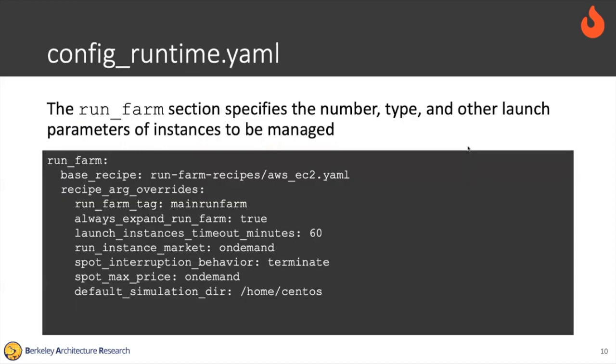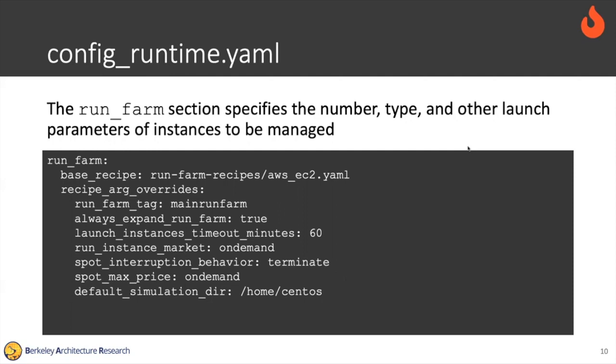So the config runtime file has a couple different sections. First section is this run farm section, and it basically consists of a couple different components. It has this base recipe, which basically indicates what's the provider of the simulation resources, aka the instances that have the FPGAs. In this case, the thing that's providing FPGA instances is AWS EC2. So we basically abstracted all the defaults out into a particular file. It has a bunch of overrides that basically talk about some of the defaults for AWS EC2 instances.